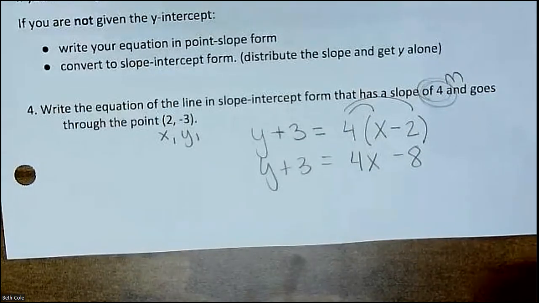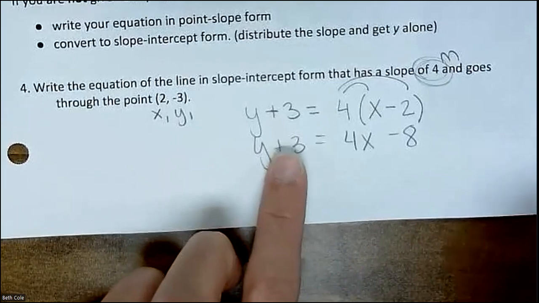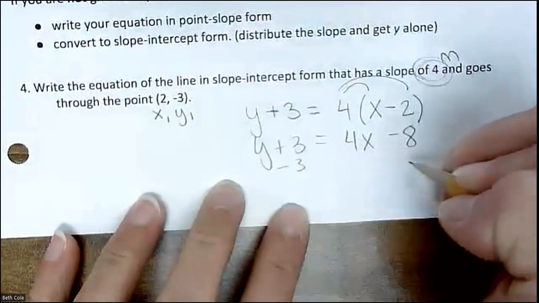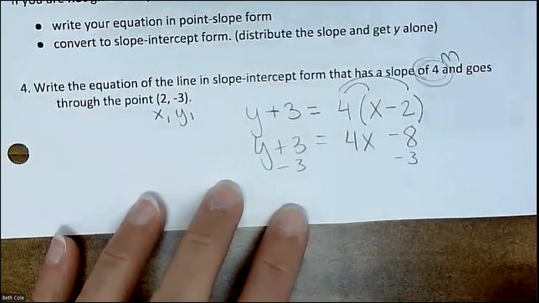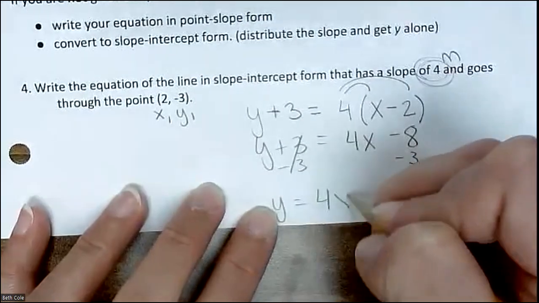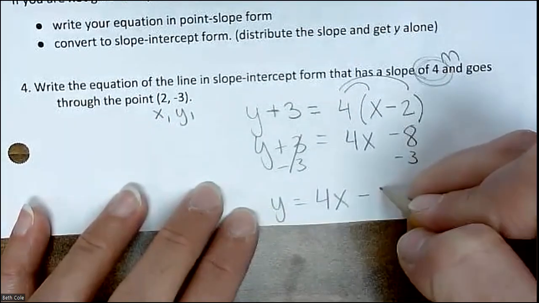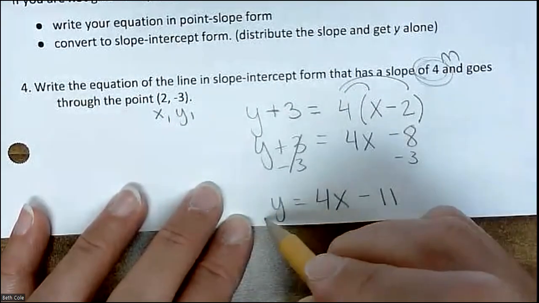Can you stop that and write this down? And then your last step is to get the y by itself. How would you get rid of a plus 3? Minus 3. Minus 3, minus 3. And so your answer is y equals 4x, -8 and -3 would be -11.